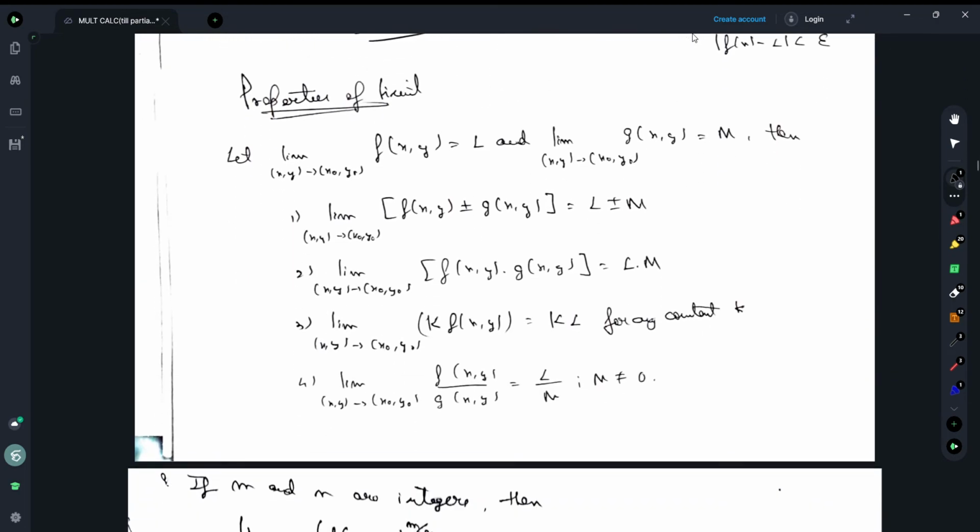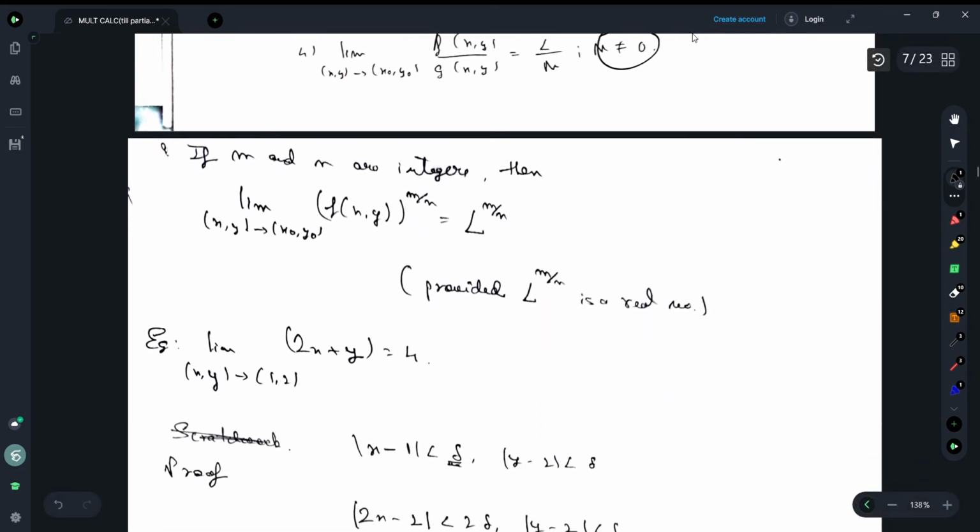The properties of limits are the same as those we studied in the single variable limit. So if the limit as (x,y) tends to (x0,y0) of f(x,y) equals L, and the limit of g(x,y) equals M, then the limit of their sum or difference is L plus or minus M. The limit of their product is the product of their limits. The limit of a constant multiple of a function is the constant multiple of that limit, and the limit of the division of their functions will be the division of their limits, provided that the denominator is not equal to 0. As simple as that.